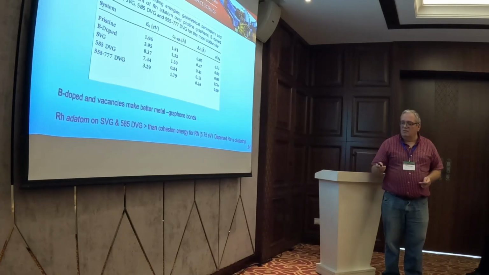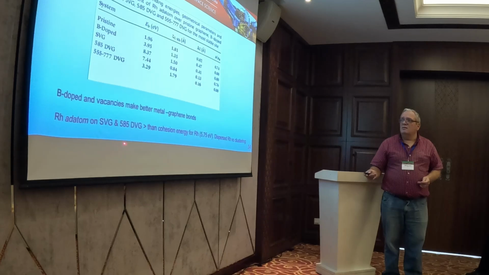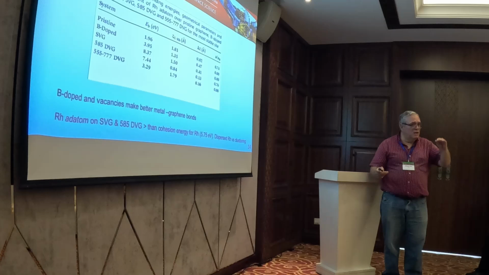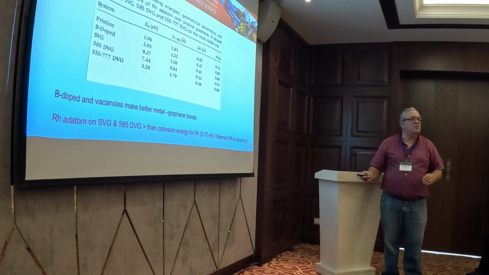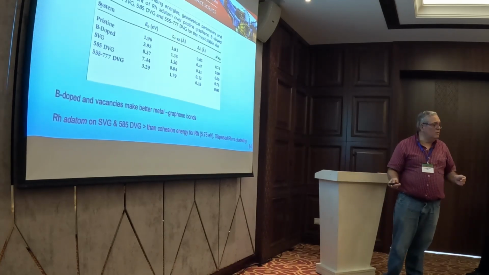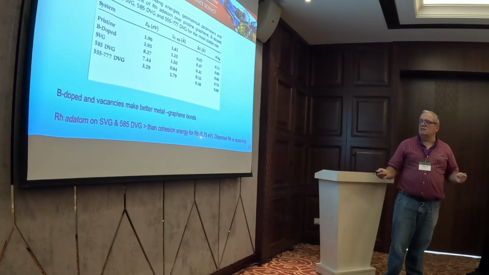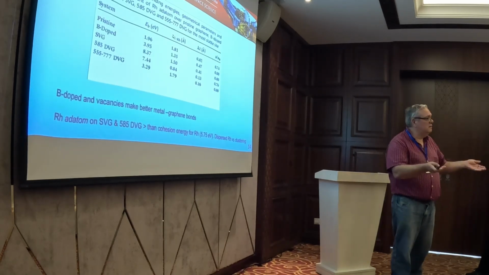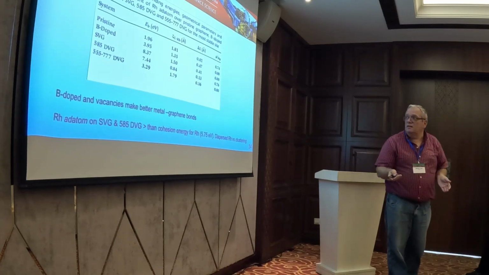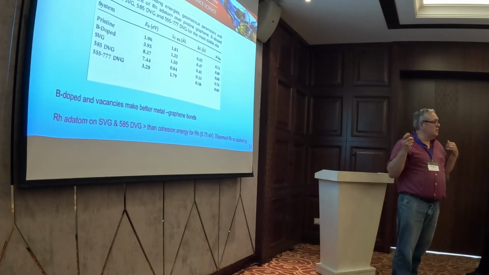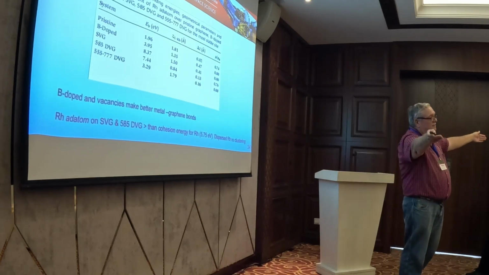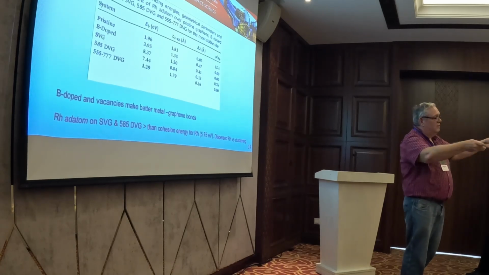What is nice about these calculations is you can compare the binding energy you are getting on a surface with the cohesion energy of the metal, which is rhodium. Cohesion energy is 5.75, but the adsorption energy, 8 or 7, is higher. What is the meaning? If in this system you add rhodium, there's no cluster. Rhodium will be dispersed in case you have vacancies within the mesh.